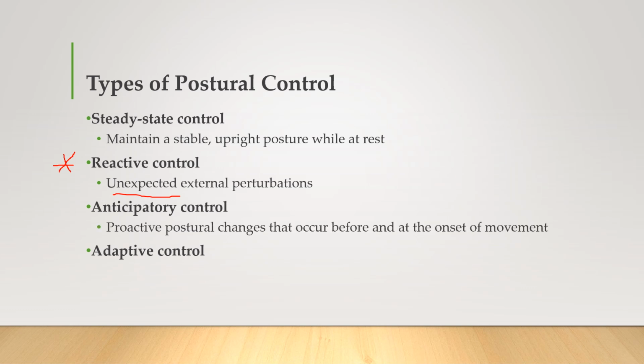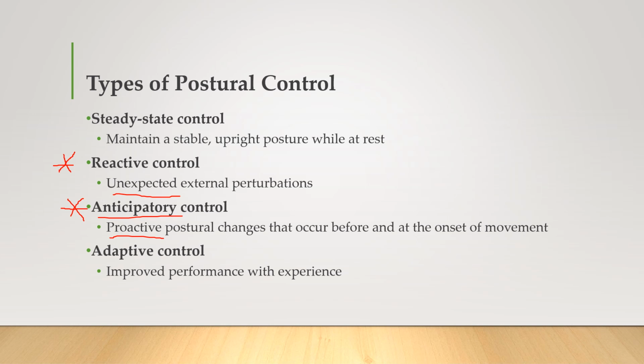Then we have our anticipatory control. This is a proactive postural change that occurs before and at the onset of a movement. So something that we do often in physical therapy practice is we challenge our patients' balance by having them stand on a single leg or in tandem, and we throw a ball at them, and we challenge reaching and catching and all those kind of things. Well, that's anticipation, right? Your patient knows that you're going to be throwing the ball at them. They're kind of already anticipating what they have to do to maintain their postural control. So that would be anticipatory control, something that is proactive as opposed to, again, reactive.